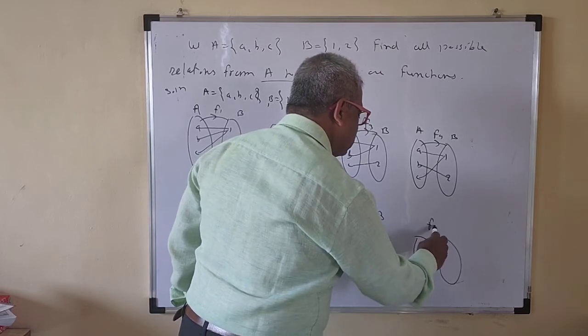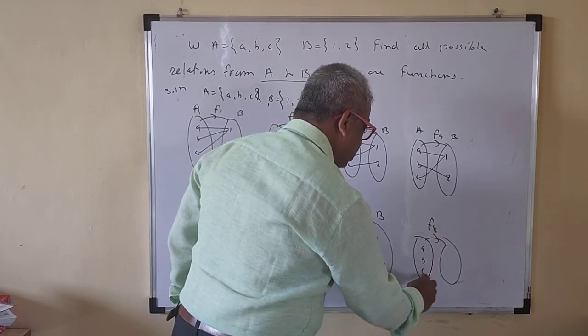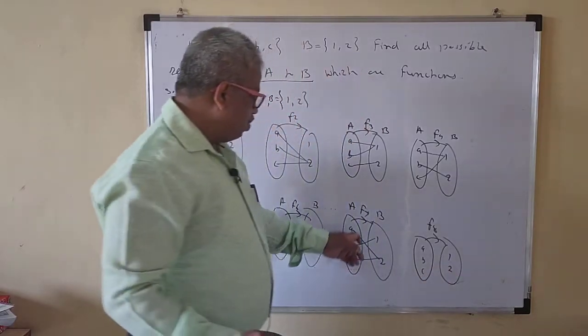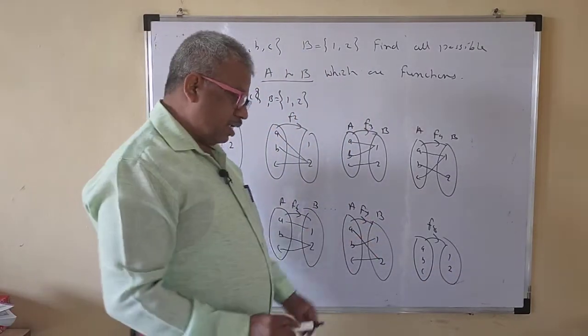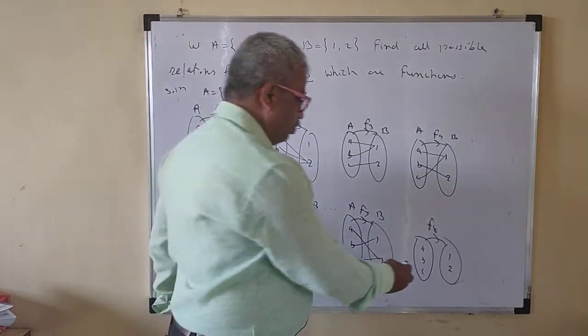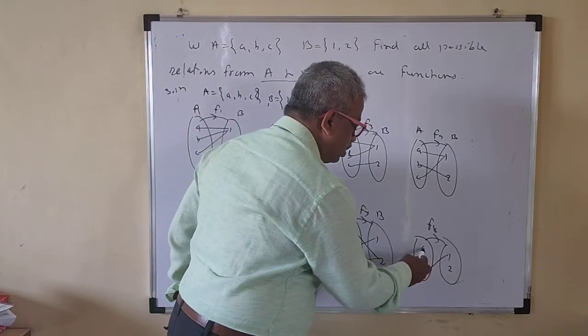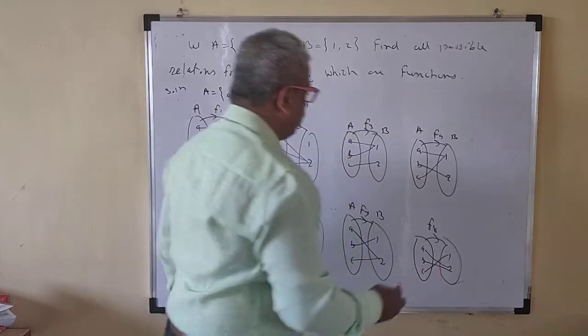F8 now, and this is the last function. This is what? A, B, C, 1, 2. What we will do? What we have taken here? Image of C, B is 1, right? So we will take now image of C is 1 now. Image of C is 1, and we will try this A and B is 2 now here.